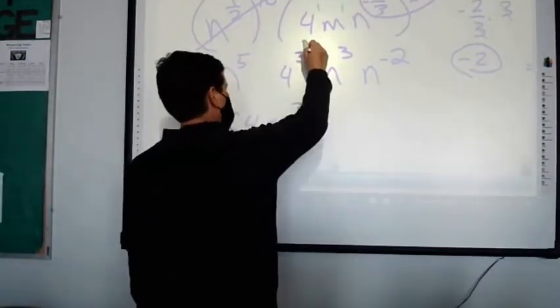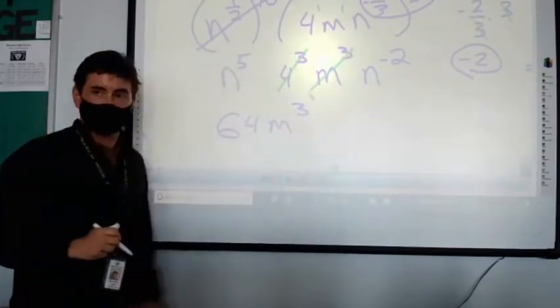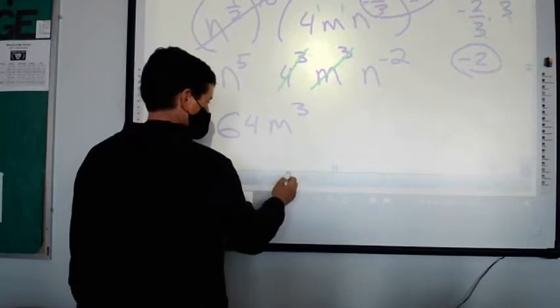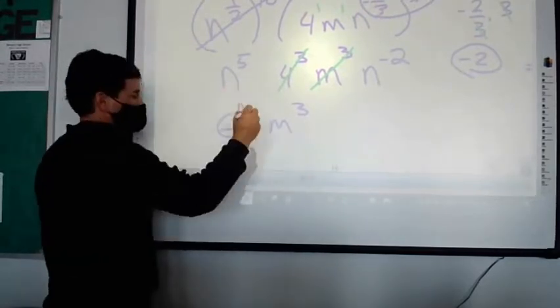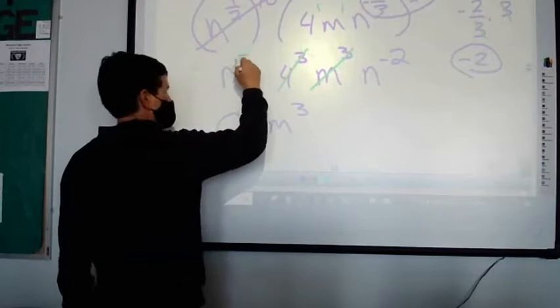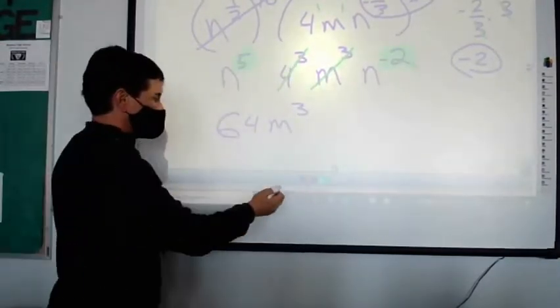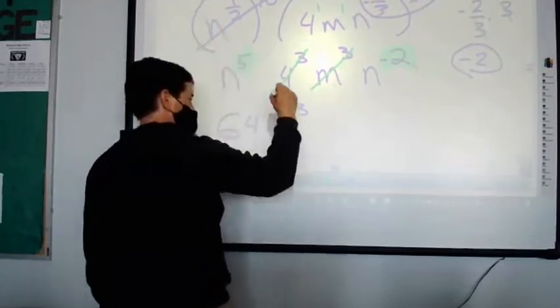If it helps you as well to kind of cross this stuff off as you go so you keep it all straight, not a bad idea. And then all I have to do is 5 plus negative 2, or 5 minus 2 is 3. So you get n to the 3rd power.